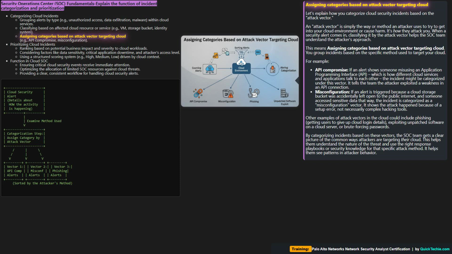Other examples of attack vectors in the cloud could include phishing, getting users to give up cloud login details, exploiting unpatched software on a cloud server, or brute forcing passwords. By categorizing incidents based on these vectors, the SOC team gets a clear picture of the common ways attackers are targeting their cloud. This helps them understand the nature of the threat and use the right response playbooks or security knowledge for that specific attack method. It helps them see patterns in attacker behavior.